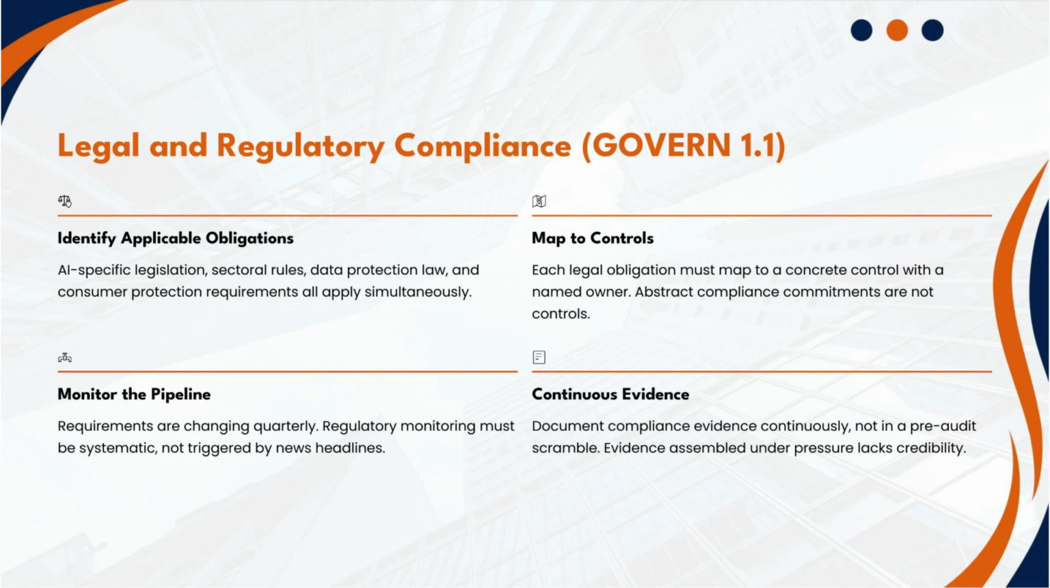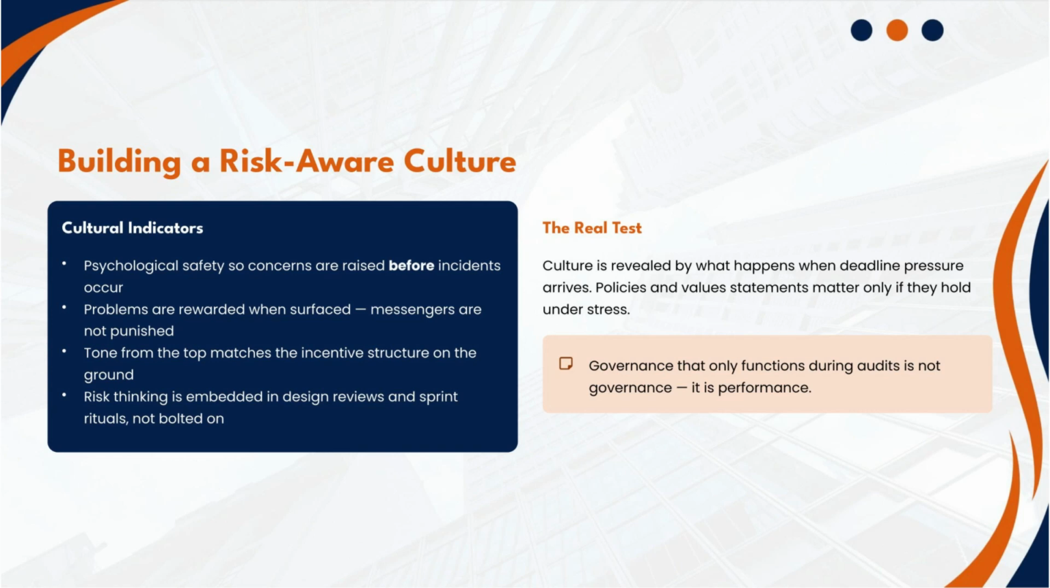So the practical step. For each AI system, who owns knowing the law that governs it? If that name is blank, Govern 1.1 is not met. So let's finish Govern with the part you can't buy, can't mandate, and that determines whether everything else works.